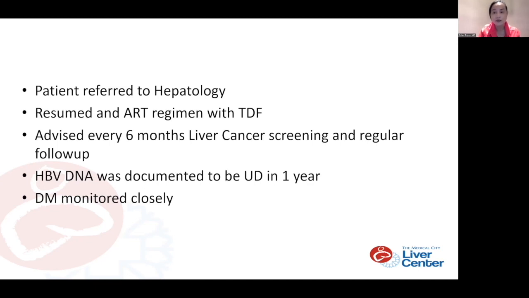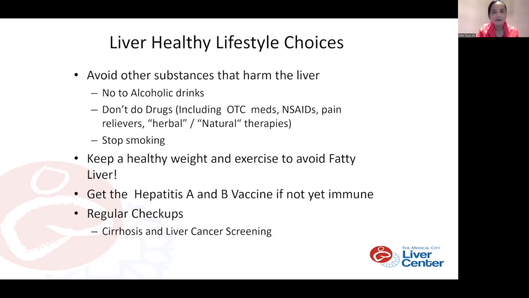Diabetes was monitored closely, and the patient had compensated or asymptomatic liver disease but continued follow-up. So we advise this patient on liver-healthy lifestyle choices: to avoid alcohol, to avoid hepatotoxic drugs, and that includes even over-the-counter medications, pain relievers, herbal and natural therapies. We advise the patient to stop smoking.